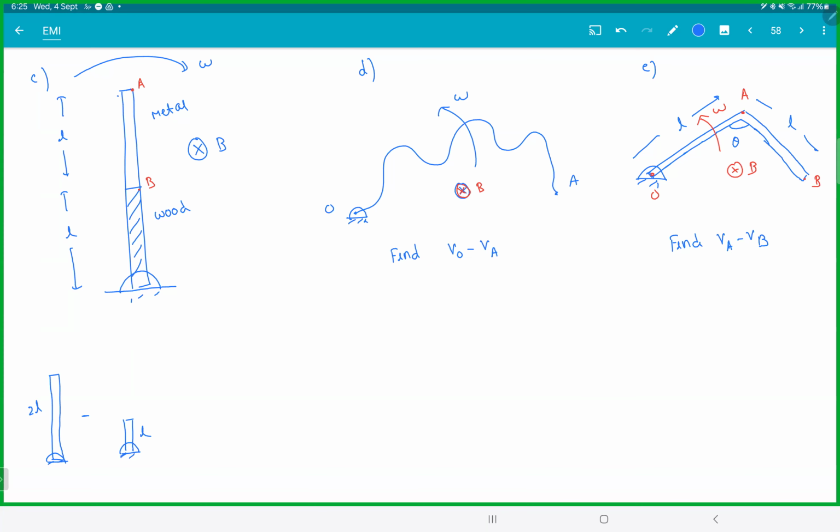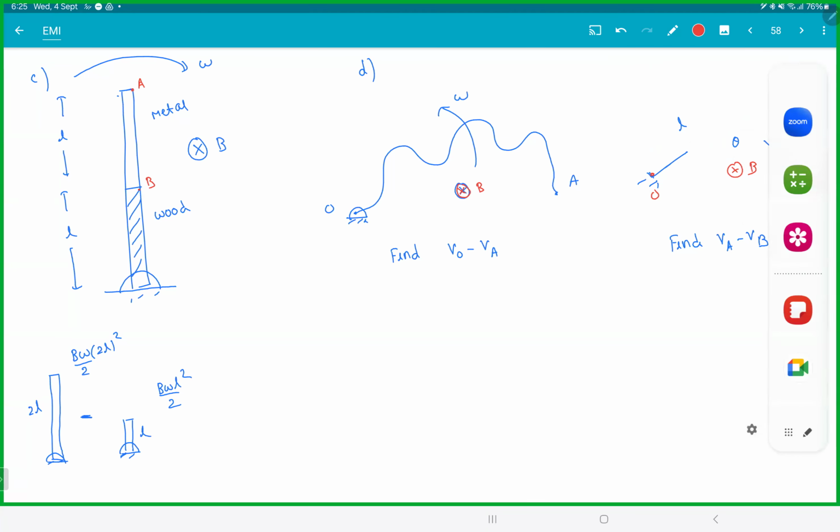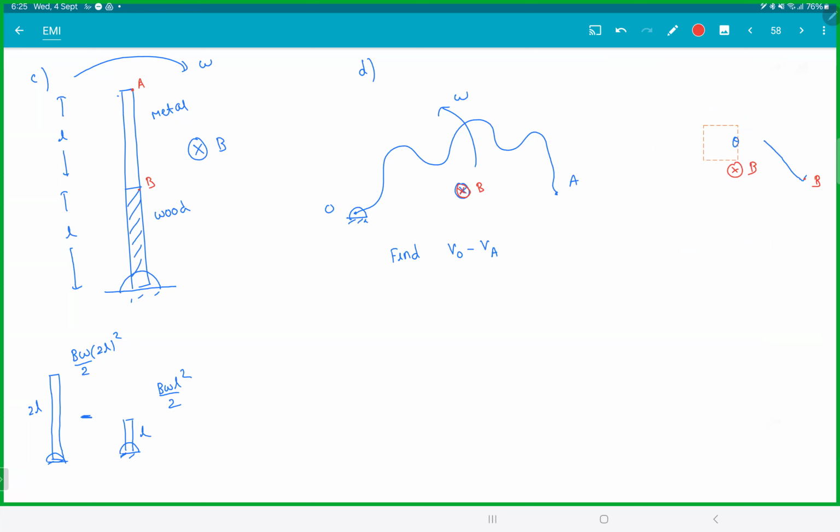So this guy would be B omega (2L) whole square by 2. This guy would be B omega L square by 2. So if you subtract them, who is positive here? If we put a positive charge with V this way, V cross B, force is upward. So we get VA minus VB is equal to 3 by 2 B omega L square.